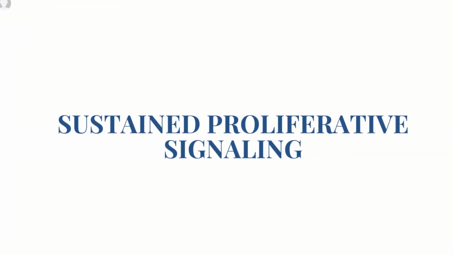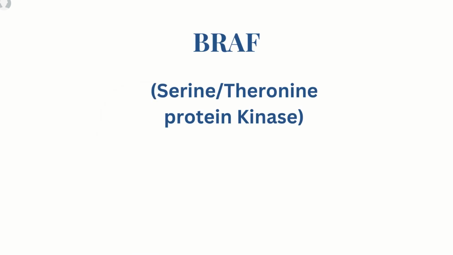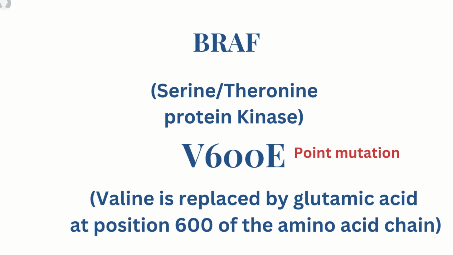Cancers sustain proliferative signaling by expressing activating mutations in proteins involved in cell growth. For example, 50% of melanomas have mutation in the gene coding for serine threonine kinase BRAF, and of these mutations, about 90% are V600E point mutation.